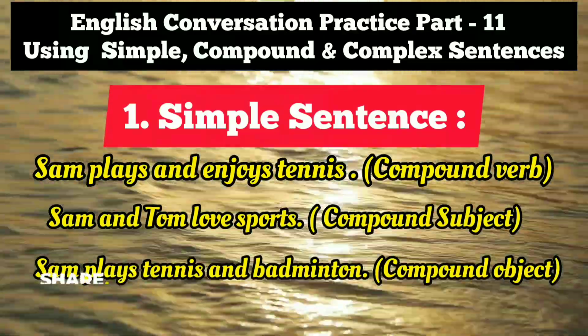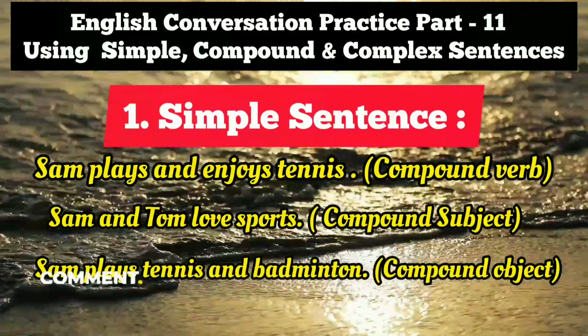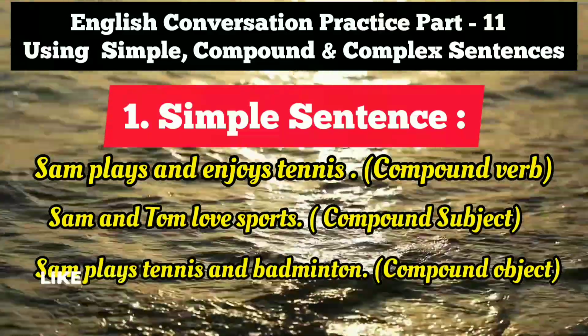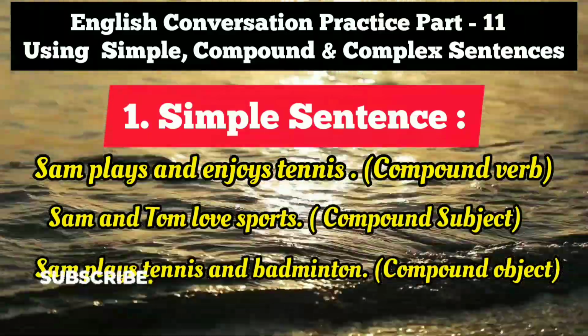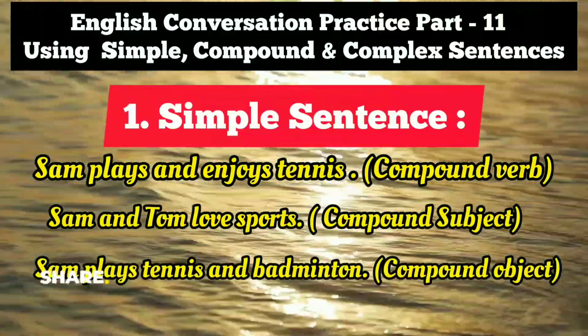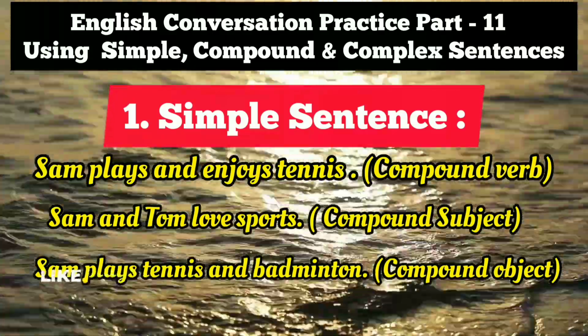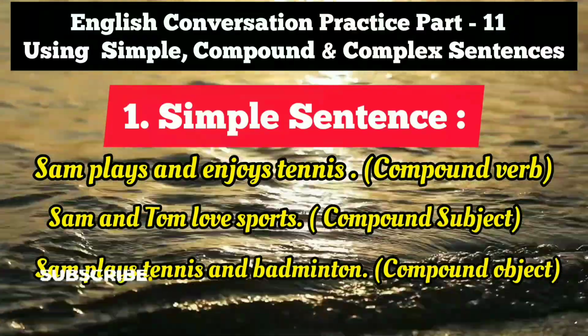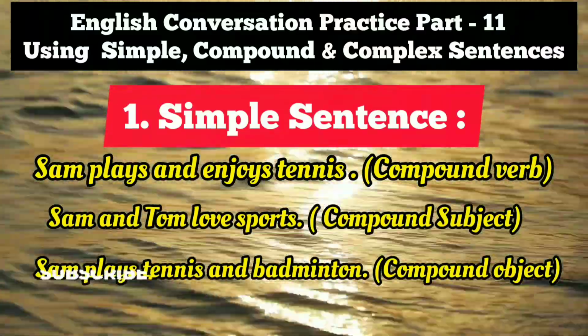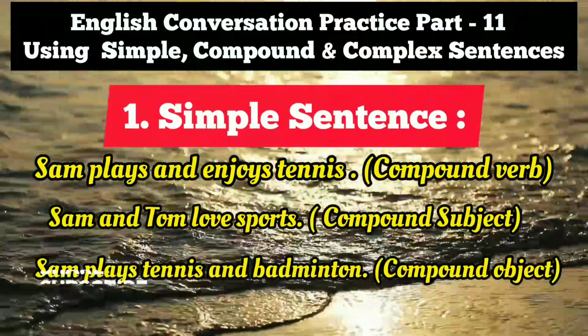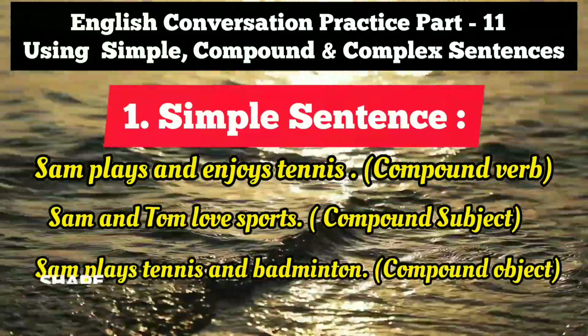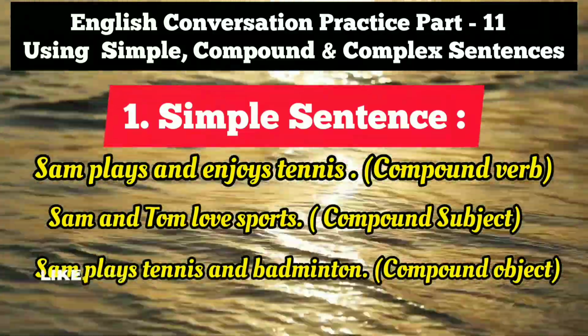Here I am using compound object. I'm talking about two things, tennis and badminton. Two objects are used, compound object, but ultimately I'm talking about one particular thing. It's an independent clause. So all these are also examples of simple sentences. Although compound object or compound verb or compound subject is used, still they are simple sentences.